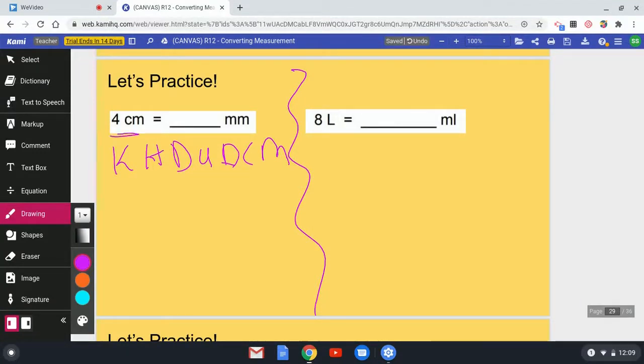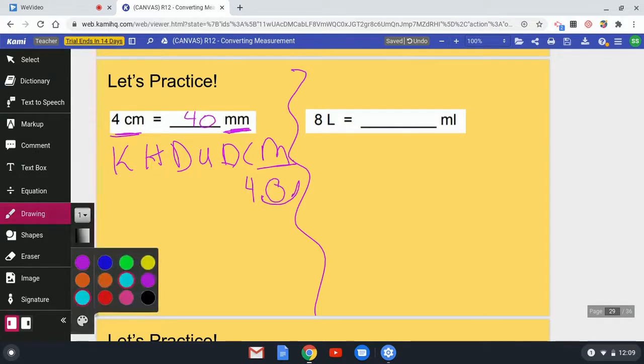So I have 4 centimeters. I'm starting right here, and my decimal's right here, and I want to go to millimeters, which is right here. So I move my decimal 1 place to be to the right of that label. So 4 centimeters is 40 millimeters.